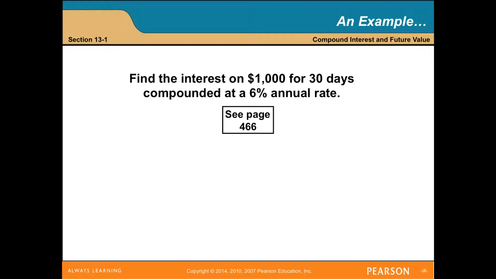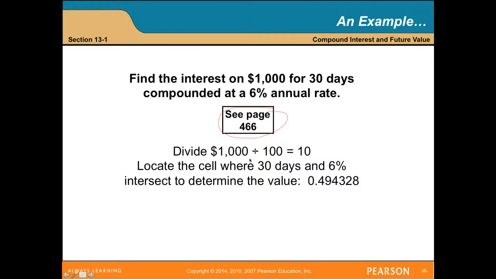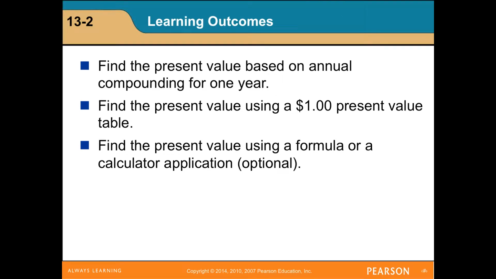As in another example, find the interest on $1,000 for 30 days compounded at a 6% annual rate. And here we're going to refer to page 466. Divide 1,000 by 100, which equals 10. Locate the cell where 30 days and 6% intersect to determine the value, which is 0.494328. And again, this is not going to make sense unless you refer to page 466, so please make sure you do that as you follow along in the video. Multiply by 10, and the interest is $4.94.